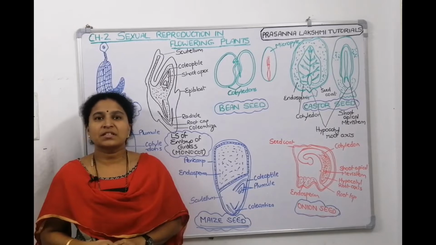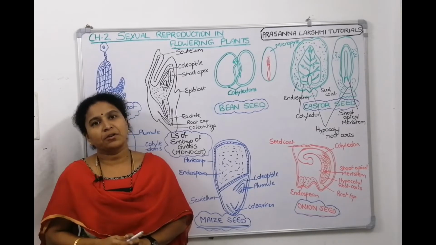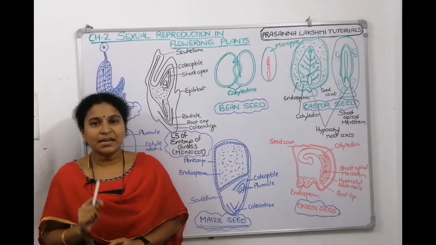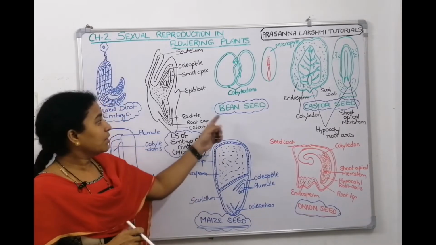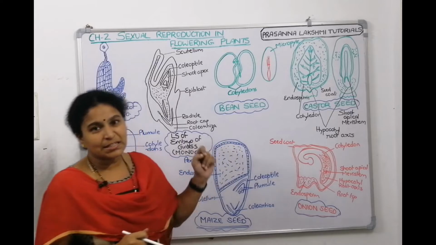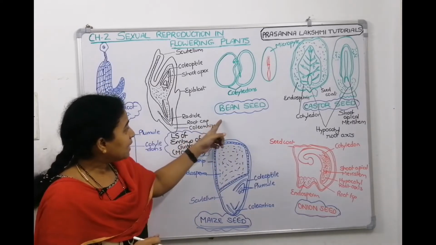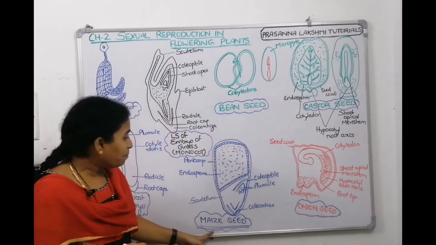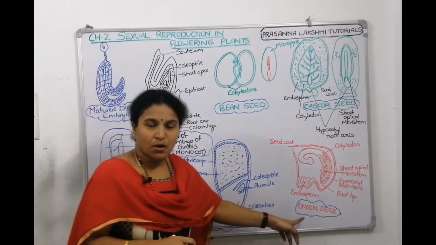In the previous lecture, we discussed monocot embryo development. Now, in today's lecture, we will discuss the seed. In NCERT, they have given some structures of seeds. So, this is a bean seed, here is a castor seed, this is a maize seed, and this is an onion seed.